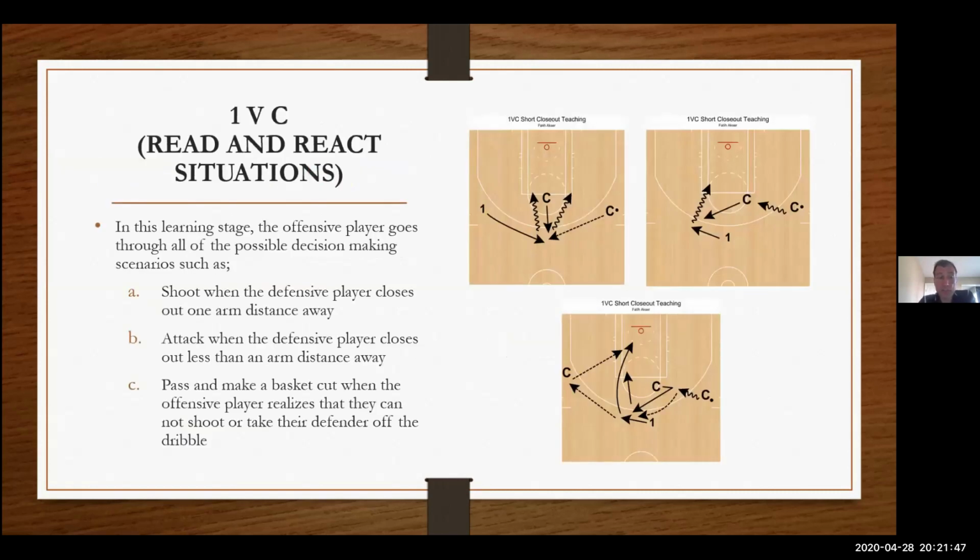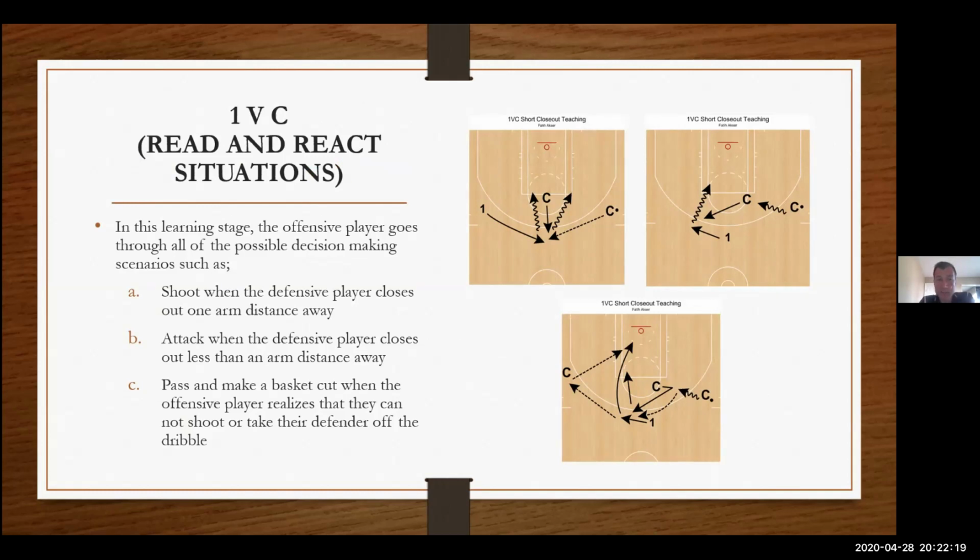So read and react situations: in this learning stage, the offensive players go through all the possible decision-making scenarios. The first one is shoot when the defensive player closes out one arm distance away. What we are looking for is, I'm trying to encourage them to get into a good balance with a 2-foot stop, catch and shoot immediately.